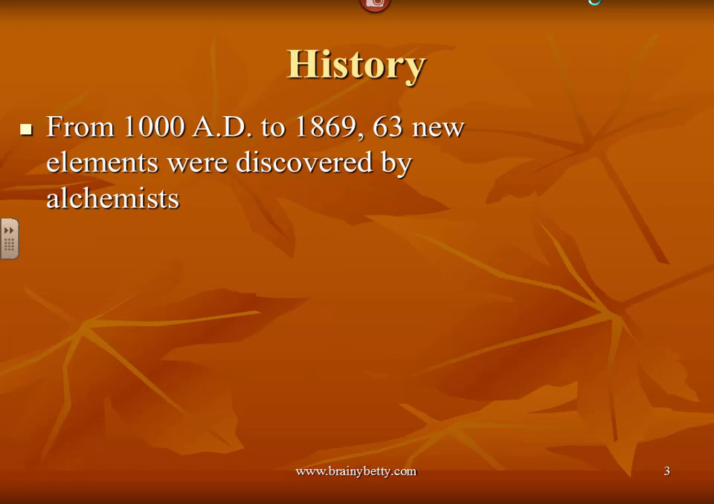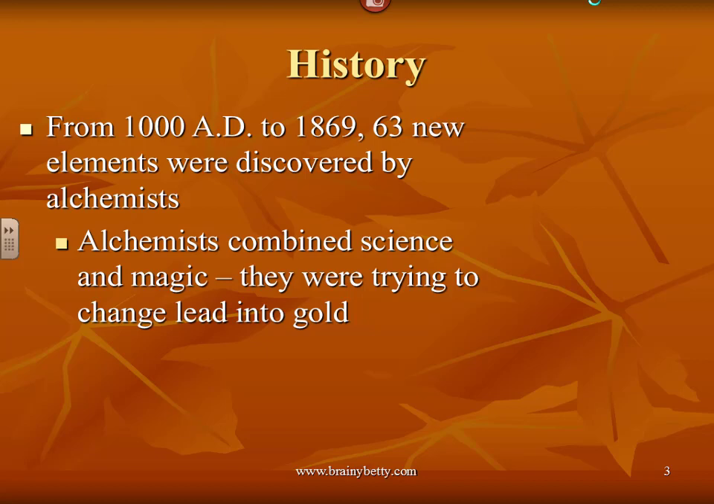Fast forward a ways, during the time period from 1000 AD to 1869, so from the Middle Ages through almost what we consider to be modern times, 63 new elements were discovered by alchemists. Does anybody know what an alchemist is or was? An alchemist was a person who was trying to combine science and magic. So kind of Harry Potter meets chemistry class.